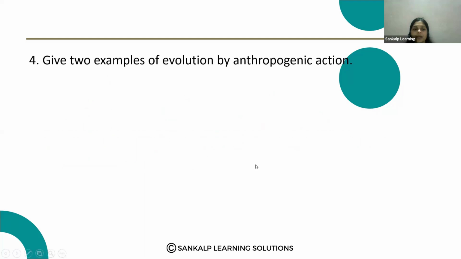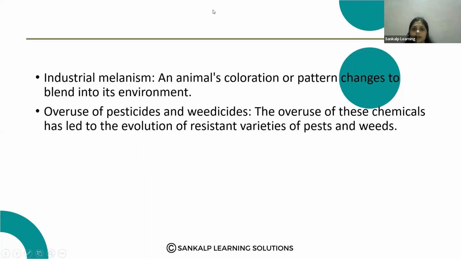Next question. Give two examples of evolution by anthropogenic action, that is, due to human activities. Industrial melanism is an example of anthropogenic evolution, where an animal's coloration or pattern changes to blend into its environment. Industrial melanism is one of the important topics.